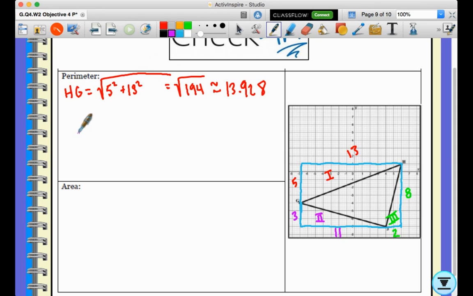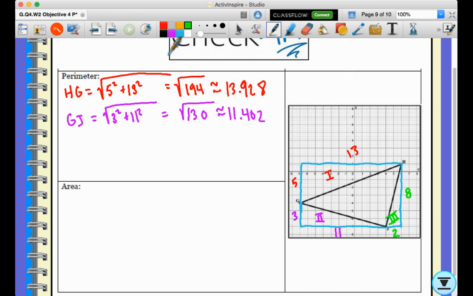And then I will do GJ next. The square root of 3 squared plus 11 squared is the square root of 9 plus 121, which is 130, which is approximately 11.402.